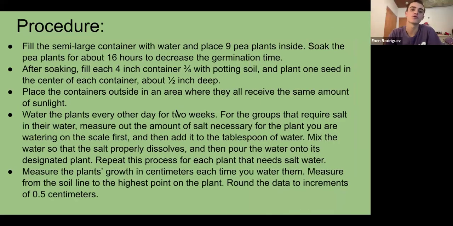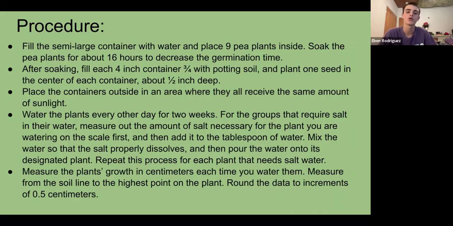The procedure is: first, you fill a semi-large container with water and place the 9 pea plants inside of it. You soak the pea plants for about 16 hours to decrease the germination time. After soaking, you fill each container about 3/4 full of potting soil and plant each seed into the center of each container about half an inch deep. Then you place the containers outside in an area where they all receive the same amount of sunlight. Water the plants every other day for 2 weeks.